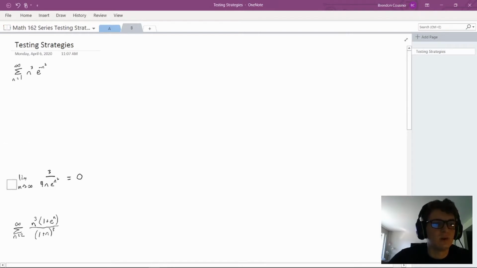So what other series test do we want to try? Typically I would try a direct comparison test, but in this case I'm not seeing a function that's going to be easy to directly compare this to. When we use direct comparison, we'll try to use something like a p-series or a geometric series, which we easily know converge or diverge. But I'm not really seeing anything in here that makes it easy to compare. So I'm thinking direct comparison and limit comparison for this one are kind of last resorts.